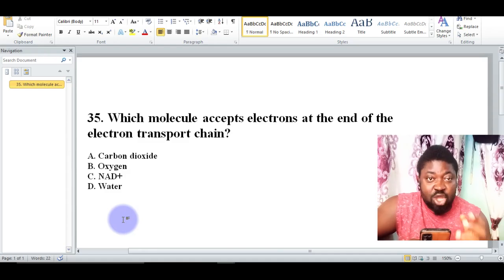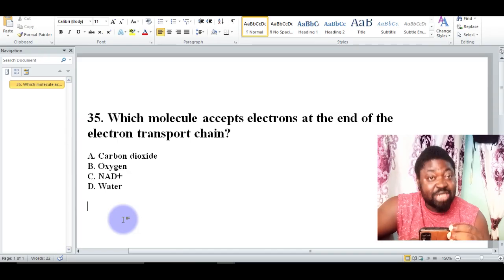Let's move to the next question, which is question 35. Which molecule accepts electrons at the end of the electron transport chain? We have option A, carbon dioxide; option B, oxygen; option C, NAD+; and D, water. Which is correct in this list of options?